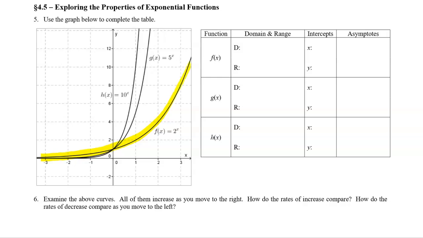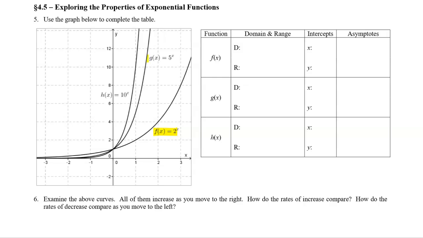So now we're going to look at three exponential functions. There's the f of x equals 2 to the x as we've seen before, but we're also going to look at when we increase that base. So if we make the base 5, we get that, and if we make the base 10, we get that. It gets steeper and steeper to the right of 0 if we increase that base.